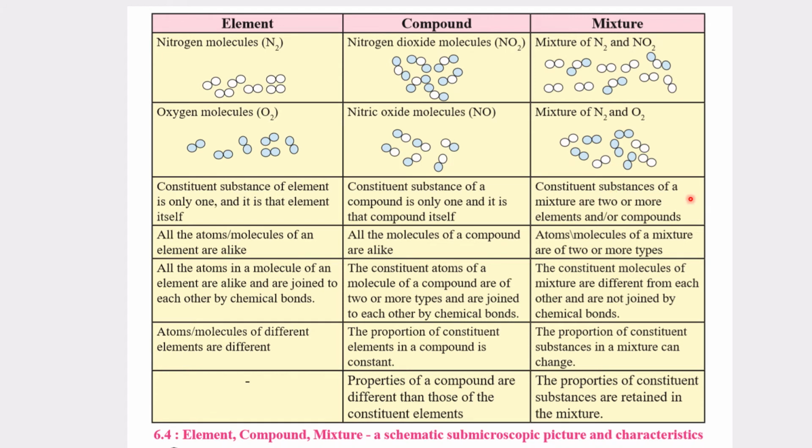The constituent substances of a mixture are two or more elements or compounds. Atoms or molecules of a mixture are of two or more types. The constituent molecules of a mixture are different from each other and are not joined by a chemical bond. The proportion of constituent substances in a mixture can change. The proportion is not fixed. The properties of constituent substances are retained in the mixture.